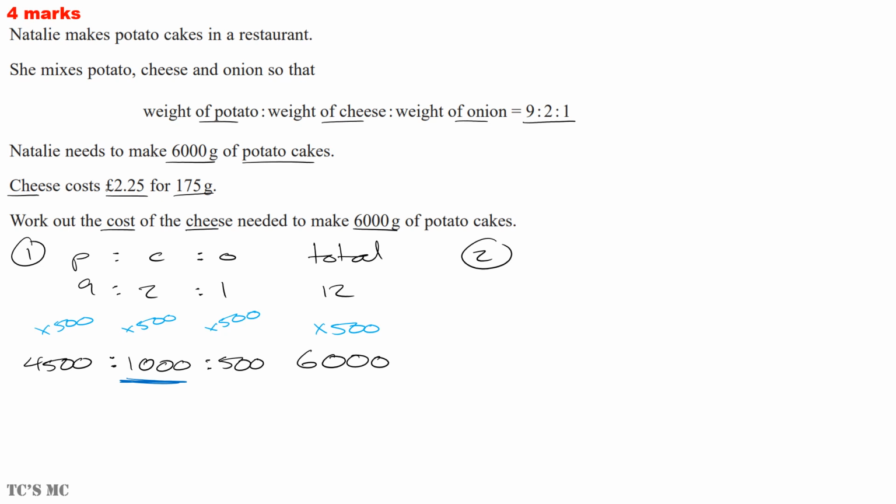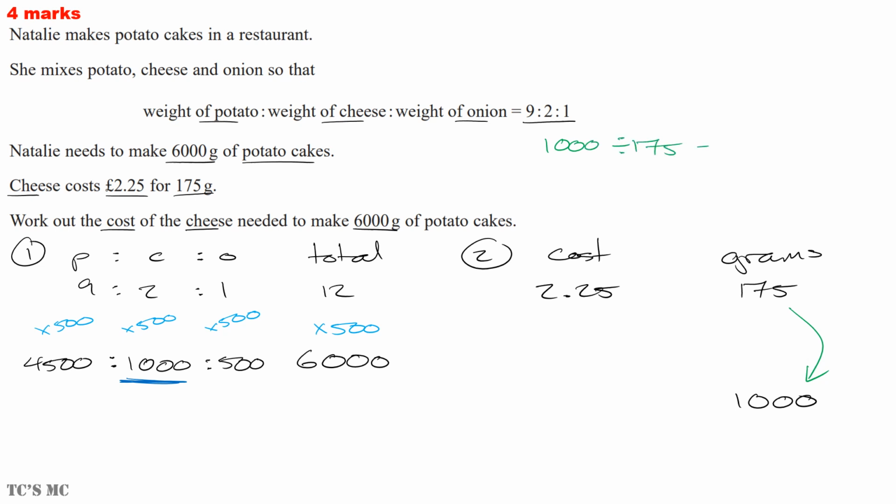Step 2, we need to work out the cost. We have cost and we have grams. We know that it costs £2.25 for 175 grams. Natalie needs to work out the cost for 1,000 grams. We need to go from 175 to 1,000. To work that out, we need to do 1,000 divided by 175. The calculator leaves it as a fraction, and so should you.